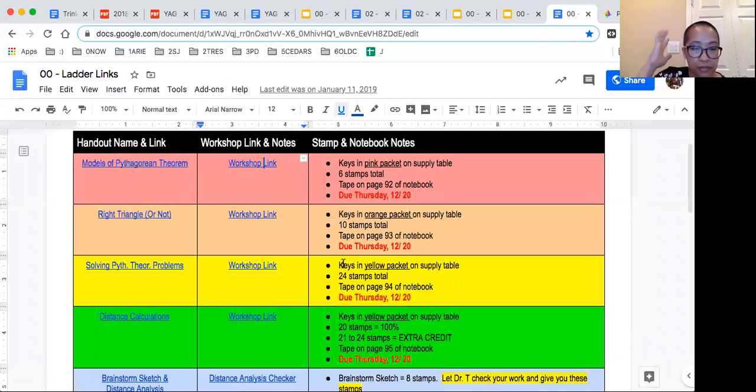And then in order for them to know if they were ready to move on, somewhere in the class there would be a packet that matched the color of that ladder where they would find a key. And then they would compare their work to the key and self-stamp themselves. And then we'd have a conversation afterwards where I would check if they were truly ready to move on, and then I would give them the next activity.